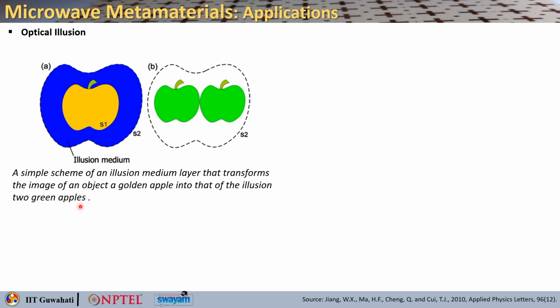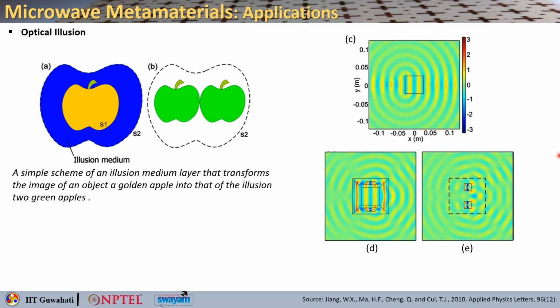So, here you can see a golden apple, which is the actual object enclosed within an illusion medium, the blue one, okay, in the physical space. So, what happens is it will behave as if there are two green apples in the virtual space. In other words, the tangential components of the electromagnetic fields of the whole virtual boundary, that is S2, will be exactly the same in the physical and the virtual space. So, here and here the overall effect will be similar, and that is how you can match it.